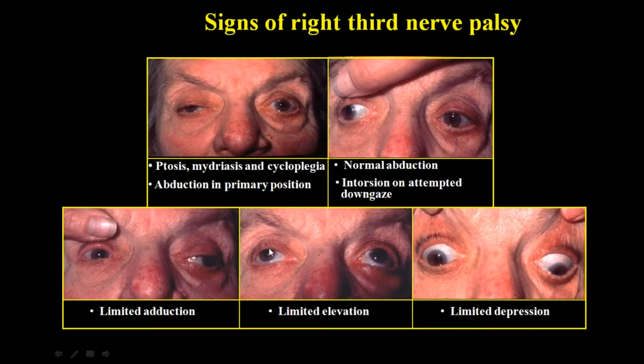Adduction is lost, elevation is lost, and depression is lost. You see in this eye, depression is lost, and there is intorsion on attempted down gaze. So when the patient tries to look down, there is intorsion on attempted down gaze, and there is normal abduction. So these are the primary features of third nerve palsy.